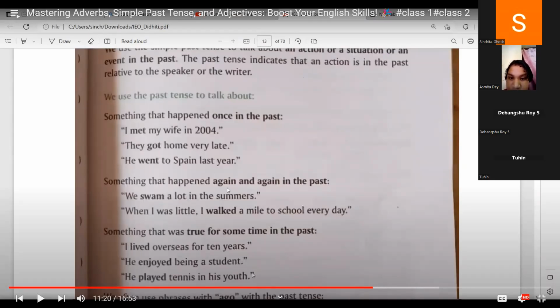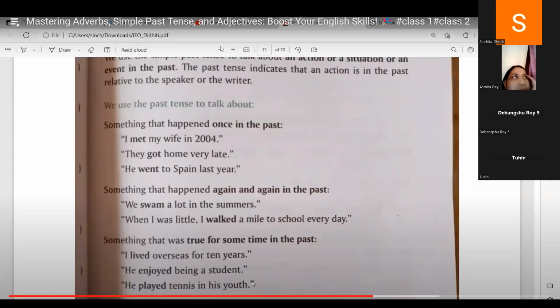That's something that has happened again and again in the past. Yes, tell me, Ashmita. Yes, ma'am, I am thinking. Okay, you think, I will come back to you. Tuhin, can you give me an example? Yes, ma'am.